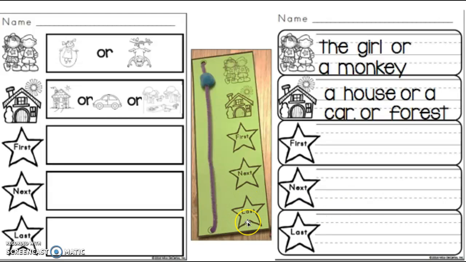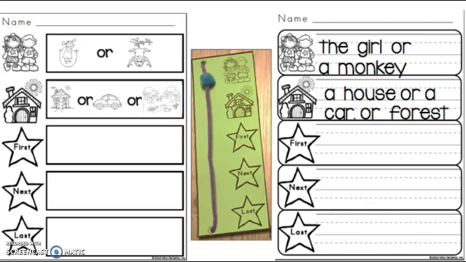Finally, you'll get to the last star, and that will be what the resolution of the story was. What happened at the end? That would go right here in this last box, and you could write a sentence here.